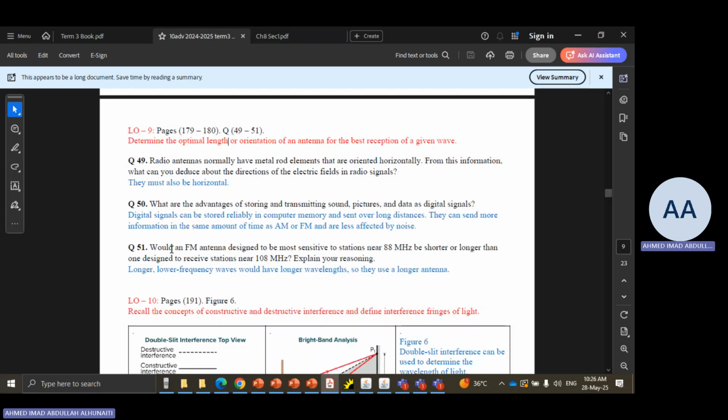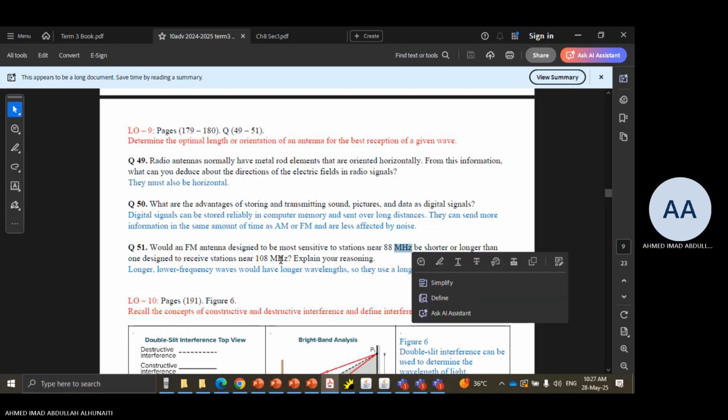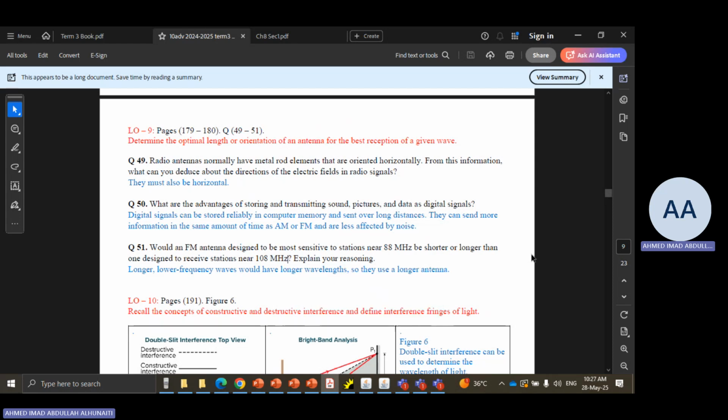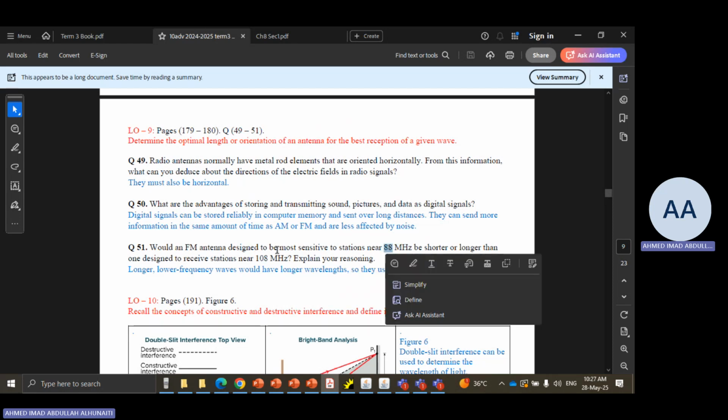I found this question interesting. Would an FM antenna designed to be most sensitive to stations near 88 megahertz be shorter or longer than one designed to receive stations near 108 megahertz? Of course, here the value given is frequency, and wavelength is inversely proportional to frequency. So this has a longer wavelength than this.